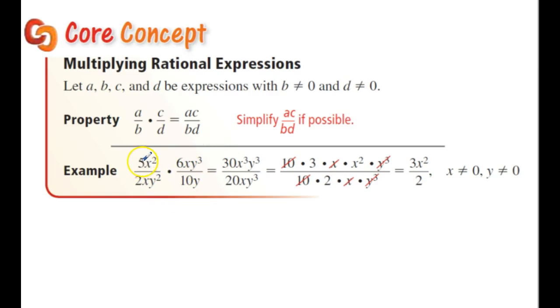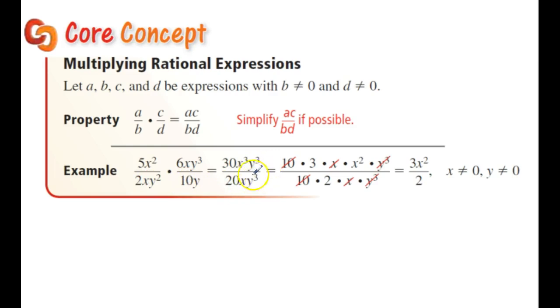I'm going to deal with everything individually, right? So 5x squared times 6xy cubed. Well, 5 times 6 is 30. I end up with 3 x's because x squared times x gives me x cubed, and y cubed. So then I can multiply my denominator. So I'm going to have 2xy squared times 10y, so I end up with 20xy cubed.